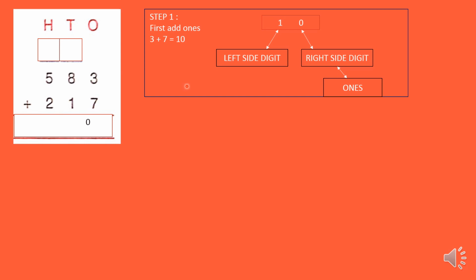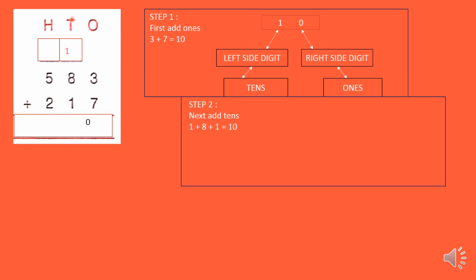Next, always the left side digit will go up for carry over, or we write the left side digit under the tens column, like this. We are writing 0 under the ones column, 1 under the tens column, in this box. What is the second step? We should add tens column digits. Here 3 digits are there. First we should add these 2 digits.